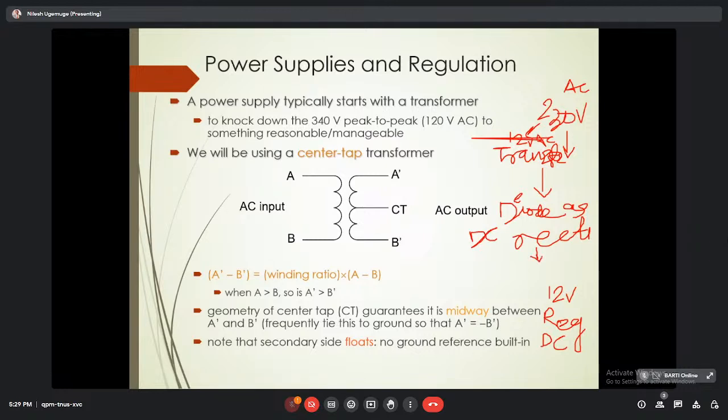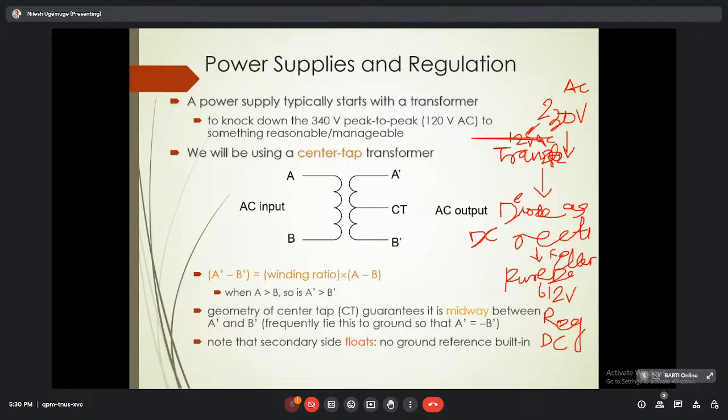Now to remove the components of AC, what do we do? We can use a filter circuit here. The filter circuit may be made up of RC, or simply a pi section or L section filter circuit, which gives us the DC. Here you can get a pure DC, but again it is not regulated.